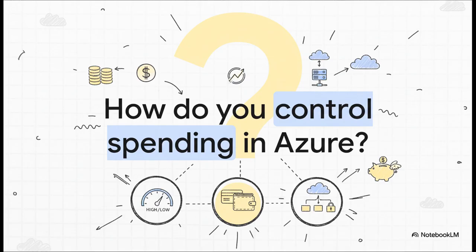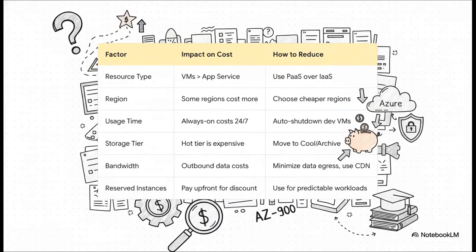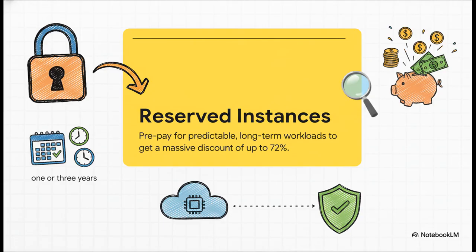Let's break them down. Think of this table as your ultimate cheat sheet for costs. Seriously, every single row here is a potential exam question. We're going to focus on the ones that pop up the most, starting with one of the biggest money savers in the entire Azure ecosystem. Let's talk about reserved instances.